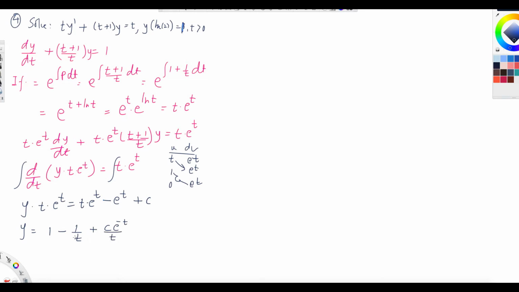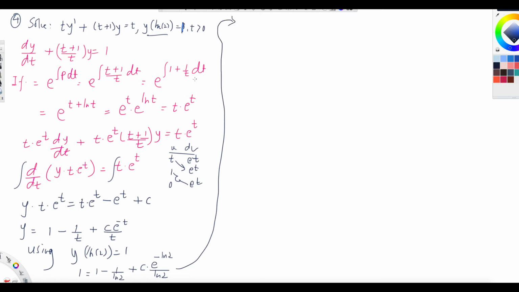Okay, so what will happen if, oh, by the way, we need to find c by using this initial condition, y of natural log of 2 equals 1. What do you get? Plug in t equals natural log of 2. What you get here is 1 equals 1 minus 1 over natural log of 2, plus c times e to the negative natural log of 2 over natural log of 2. That's what you get.